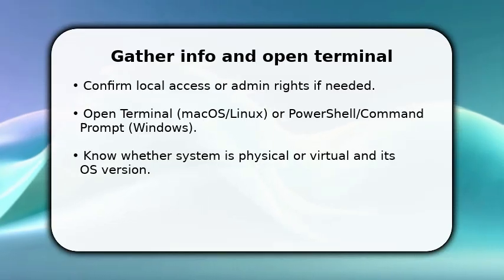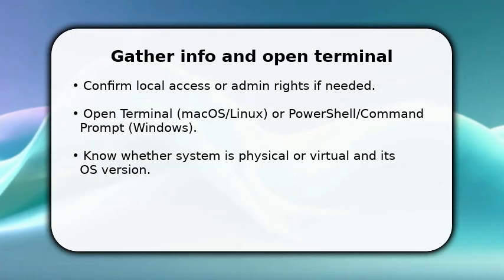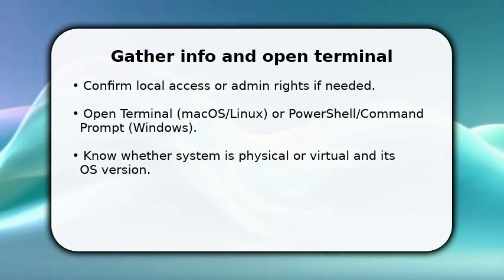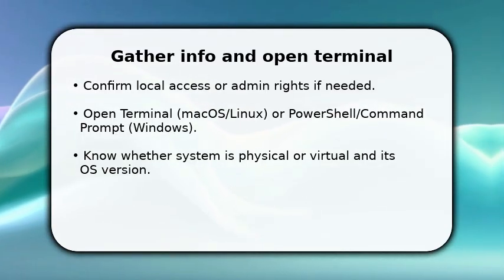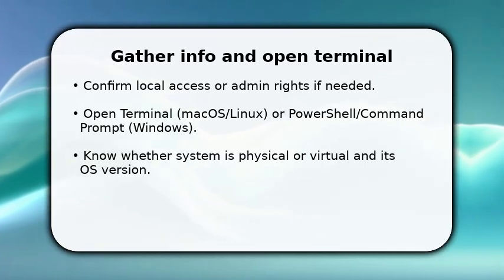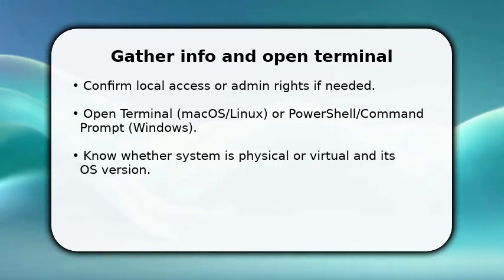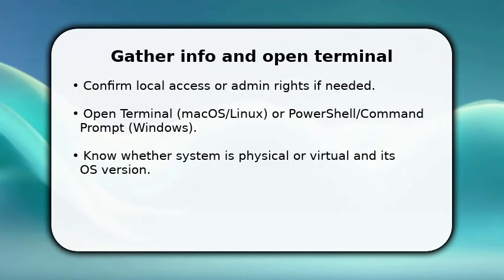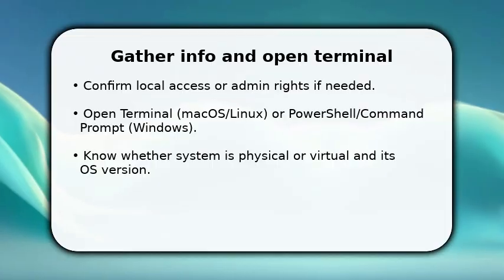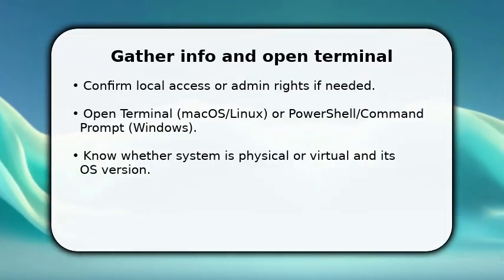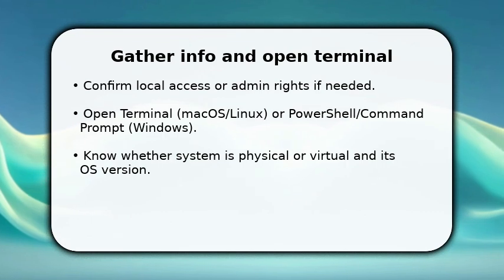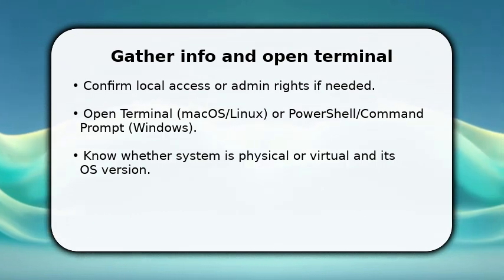You start by confirming you have local access or appropriate rights. That prevents permission errors. Once done, open Terminal on Mac OS or Linux, or PowerShell/command prompt on Windows. Make sure to note whether the machine is virtual or physical because host naming conventions can differ. Also check the OS version briefly. Certain commands vary by release. This initial step gets you into a command environment immediately, so you can run the exact checks that follow.